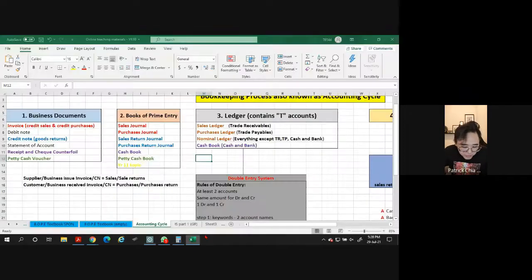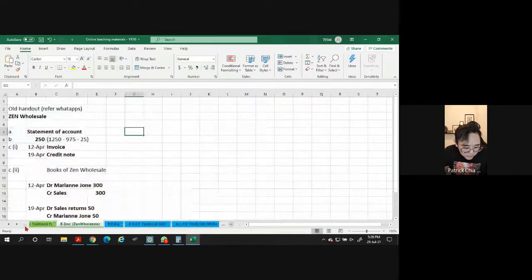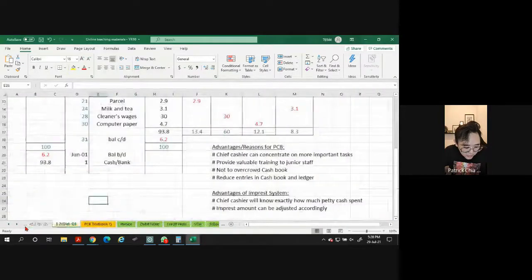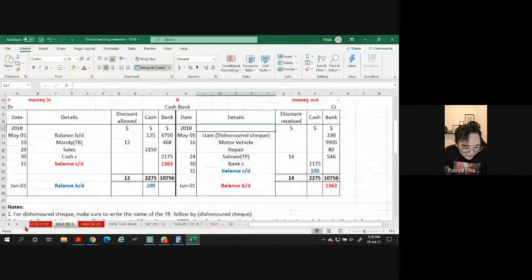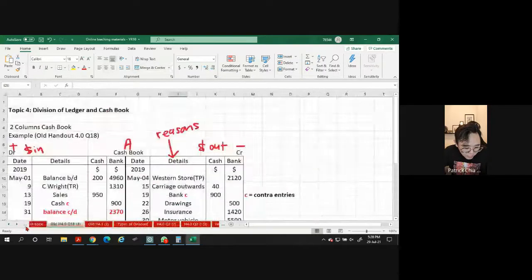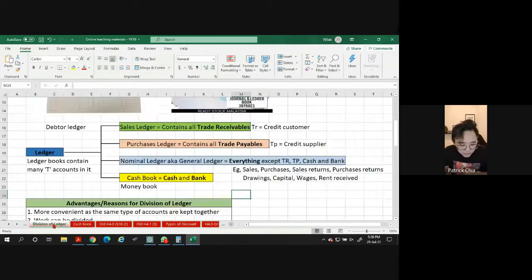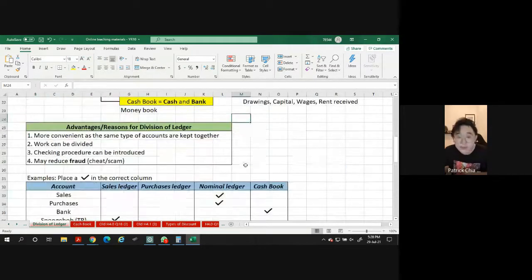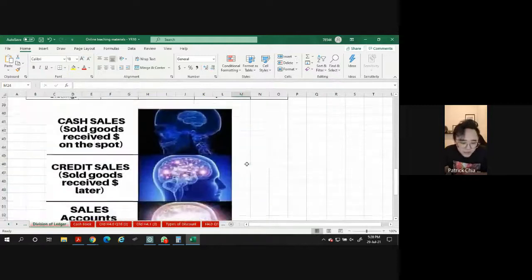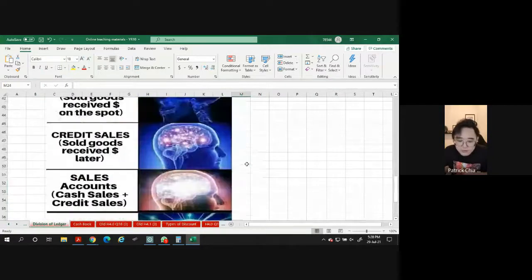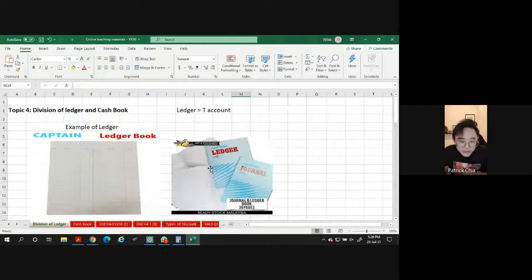So let me bring you guys to another set of notes here. I will also send the Excel notes for cash book. Technically, nothing much there. Oh yeah, you guys also want the ledger part. I think I also sent the ledger part. Okay, I'll send this also. You guys can take a look.